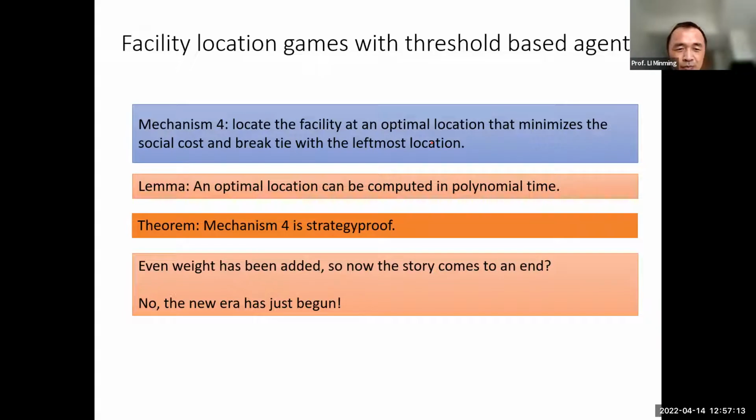But is that so? Actually not. The truth is, a new era has just begun. With this exploration of facility games, many more will come up. Actually, I can say half of my research in recent years is on facility games. That shows how rich this domain is.